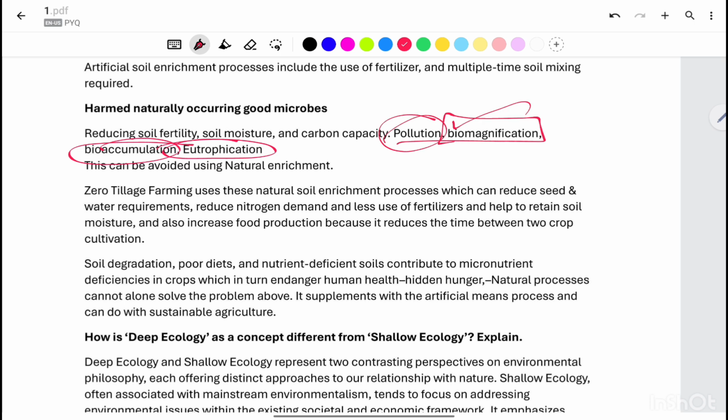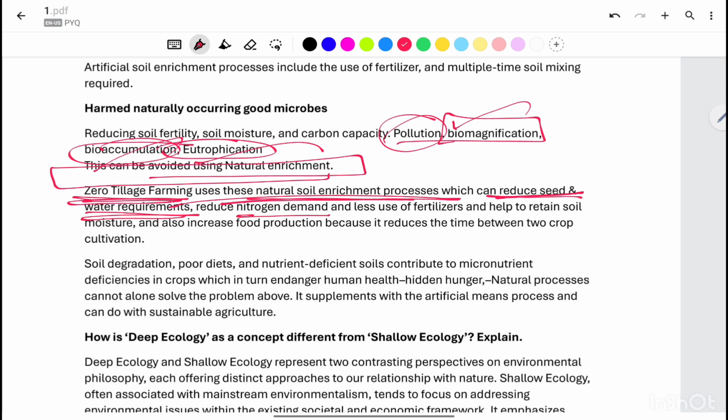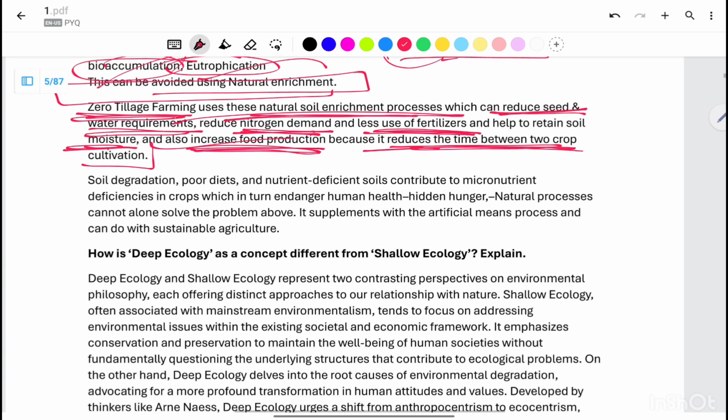Magnification, bioaccumulation, eutrophication. This can be avoided by using natural enrichment. Zero tillage farming is when you use the natural soil enrichment processes, and it reduces the seed and water requirements, reduces the nitrogen demand, lessens the use of fertilizers, helps retain the soil moisture, and increases food production because it reduces the time between two crop cultivations.